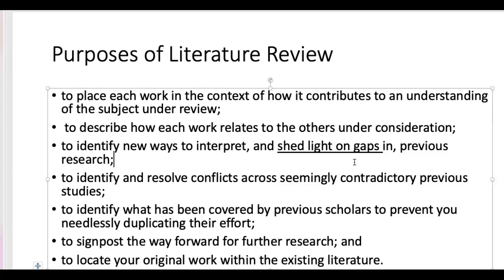So does everyone understand? You go to the literature, you read about what is there, and you think, how can I make my small little contribution to knowledge? That's how the literature review works.